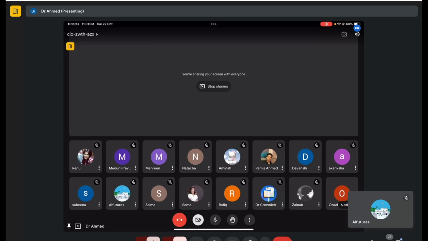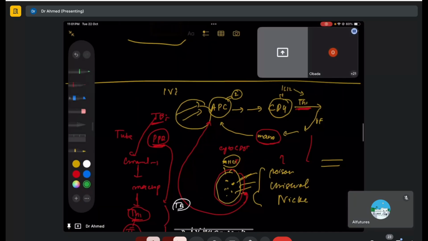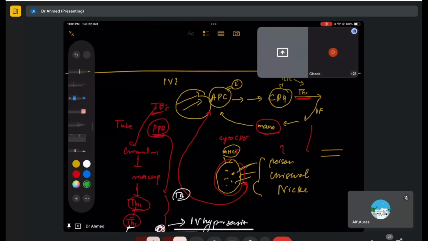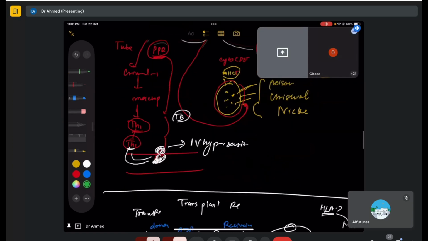On the surface of antigen presenting cells, it will be activated by either MHC1 or MHC2. MHC2 will activate T helper 2 cells, which will activate complement, and T helper 1 will activate macrophages, which will lead to type 4 hypersensitivity. So perfect.